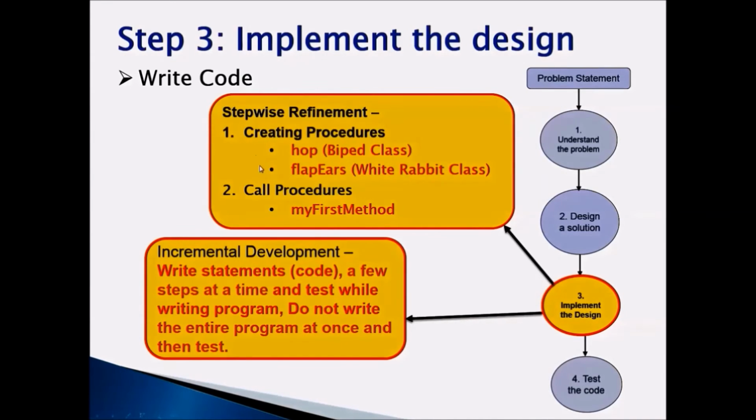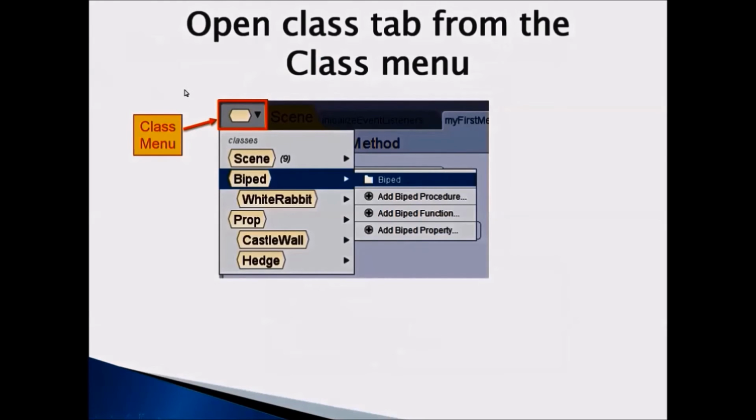While we are writing our procedures, we need to keep doing incremental development. That means write a few lines of code and test it while we are writing the procedure. As we are creating a procedure, we're going to test it. Now, how do I create a procedure? We open the class tab from the class menu. The first step is to go to the class menu, and since our white rabbit is a biped, we will select the biped class.